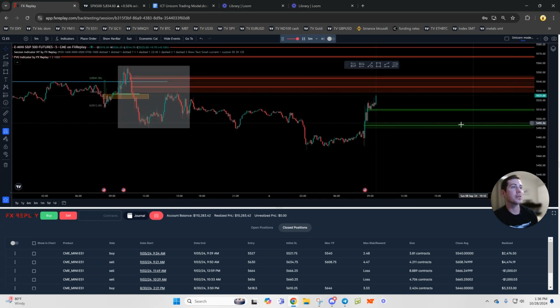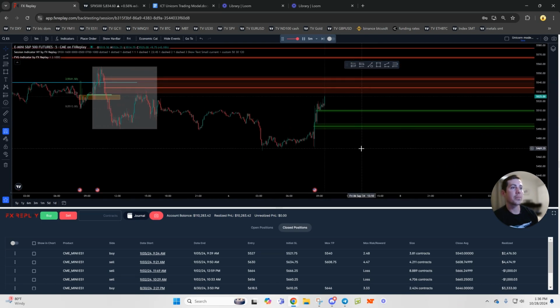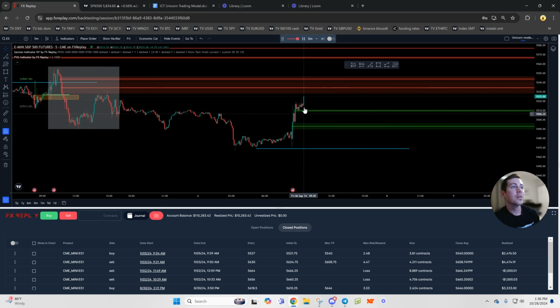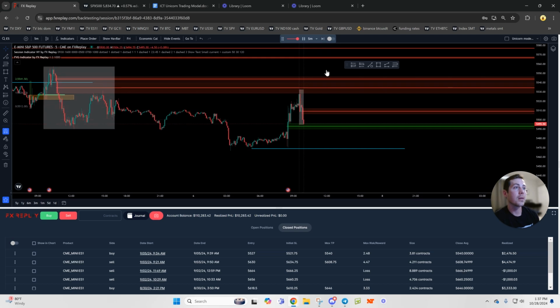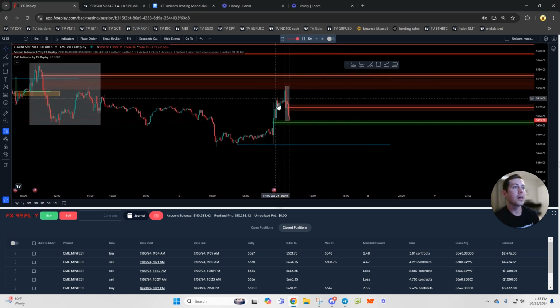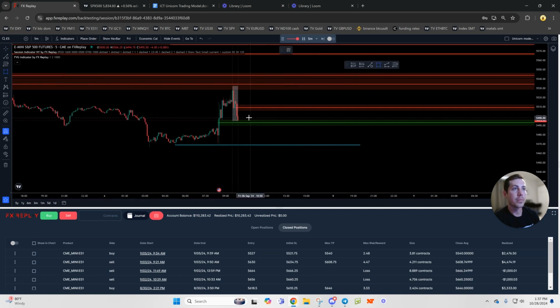So let's see where our draws on liquidity are now. I would probably call these lows relatively equal lows for a draw on liquidity to the downside. So let's see if we get our unicorn setup here. All right, let's see if we get a fair value gap. We did not get a fair value gap. Now we have one. So we have our manipulation leg to the upside. We have a breaker, which will be, let's see, this highest, yeah, this red candle before the manipulation leg.